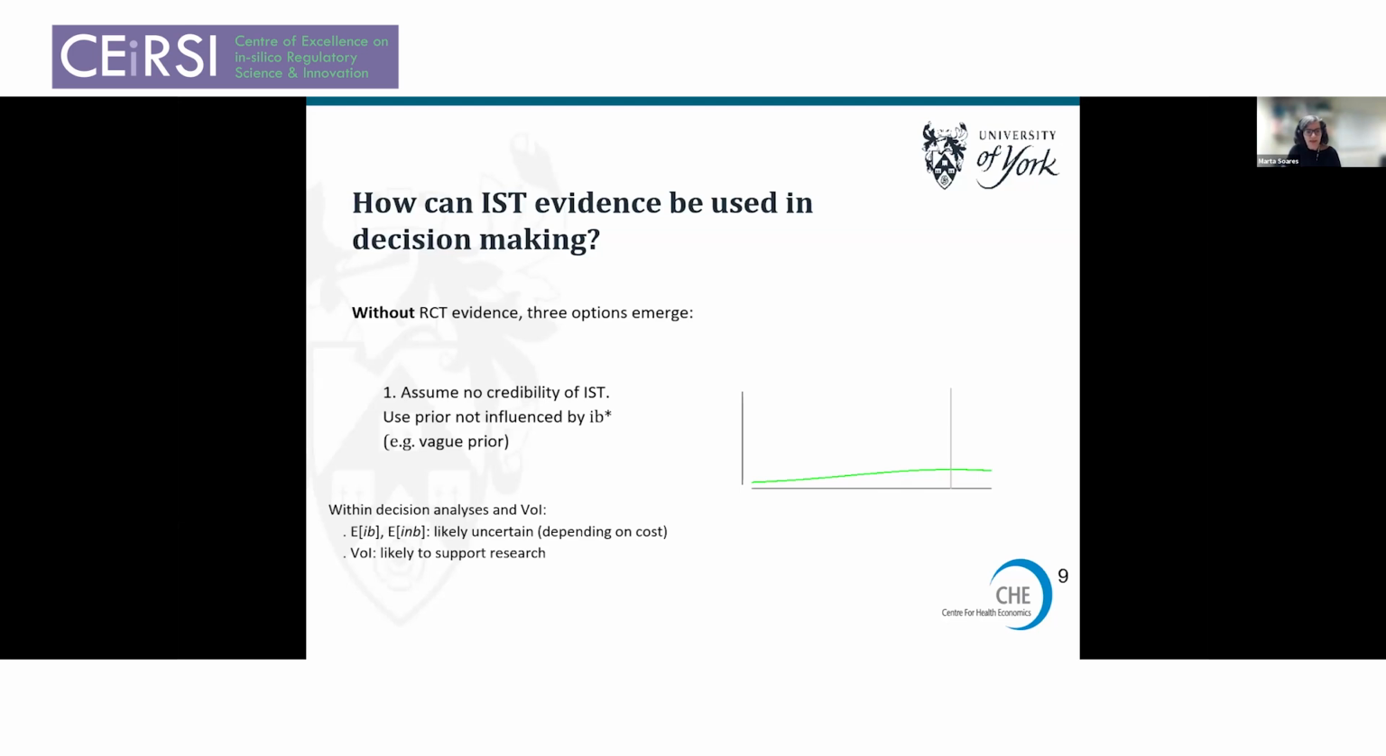So when using such a vague and uninformative prior, the decision maker, being a regulator or funding decision maker, is likely to find that the value of the technology is very uncertain, depending obviously on costs, and that the value of information, if quantified, is likely to support the need for further research.